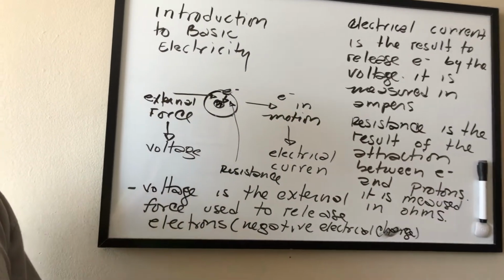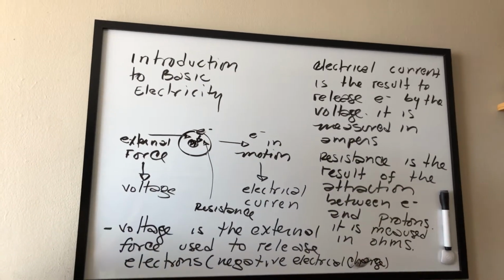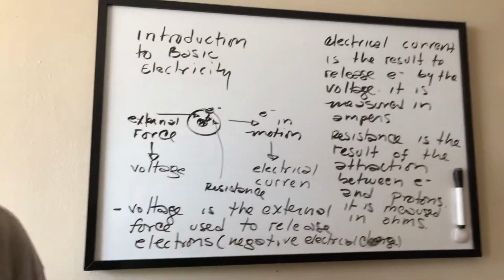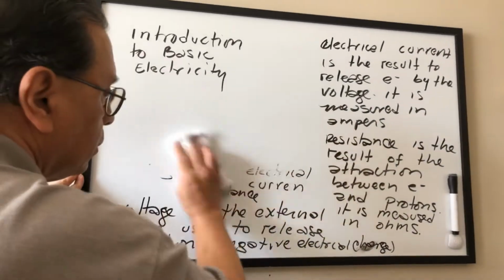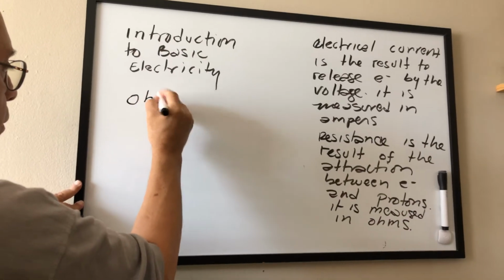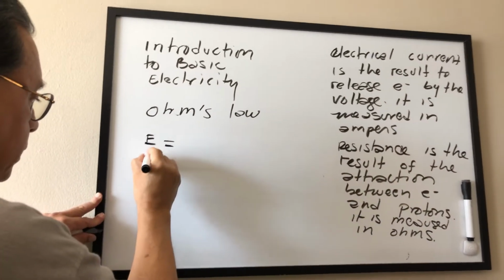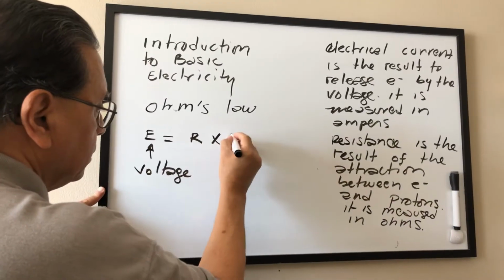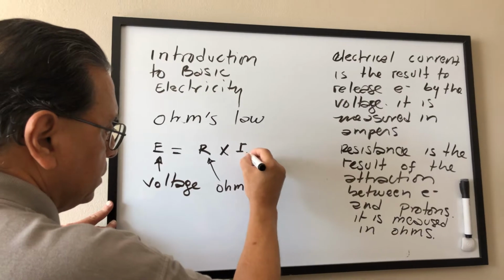So these three parameters are related by what is known as Ohm's law. The Ohm's law establishes that the voltage is equal to the internal resistance times the amperes. So the Ohm's law establishes that the voltage is equal to the resistance times the intensity of the electrical current, or amperes, ohms times amperes.